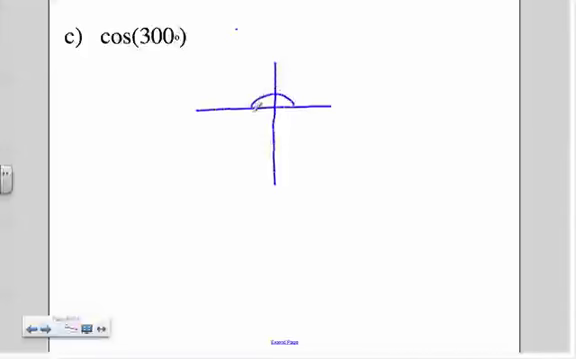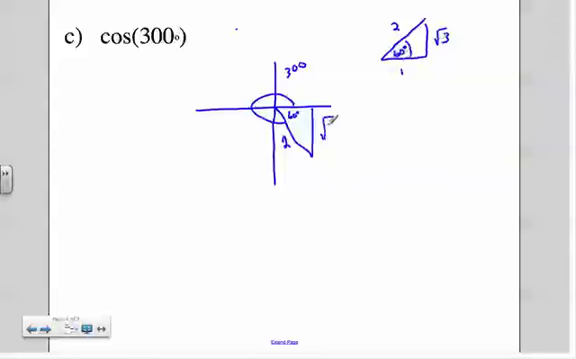Cos of 300. So if I rotate around 300 degrees, that leaves me 60 inside the triangle, because I'm short 60 degrees from a full revolution. So again, that's this triangle that I have memorized. 2, 1, root 3, 60 degrees is there, so I have to make sure I get everything in the right spot. 2 is always the hypotenuse. Opposite the 60 is root 3. Adjacent or touching the 60 is 1. I look at the triangle and say, because this is going down, I have to make my root 3 negative.